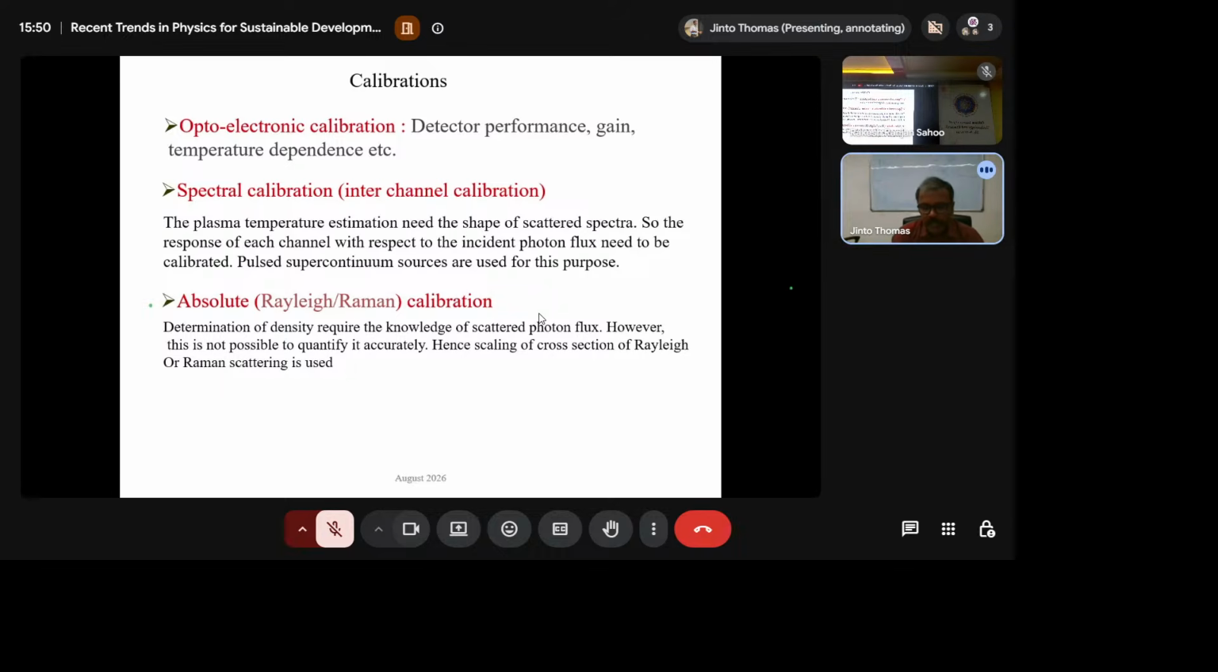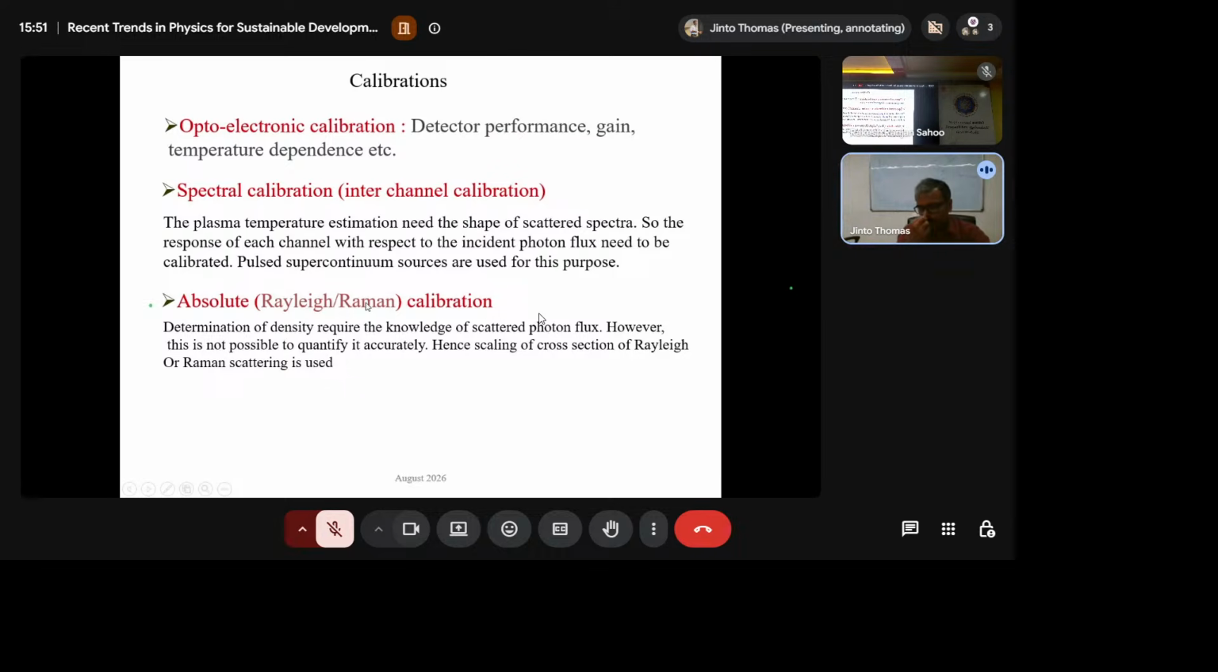So that will make mistakes in your temperature estimation as well as the density estimation. And if you want to see the exact number density of plasma electrons present there, it's not possible for you to absolutely measure the number of photons. It will be too erroneous a measurement because there are a lot of components inside that. So for that, we will just be doing a Rayleigh or a Raman calibration.